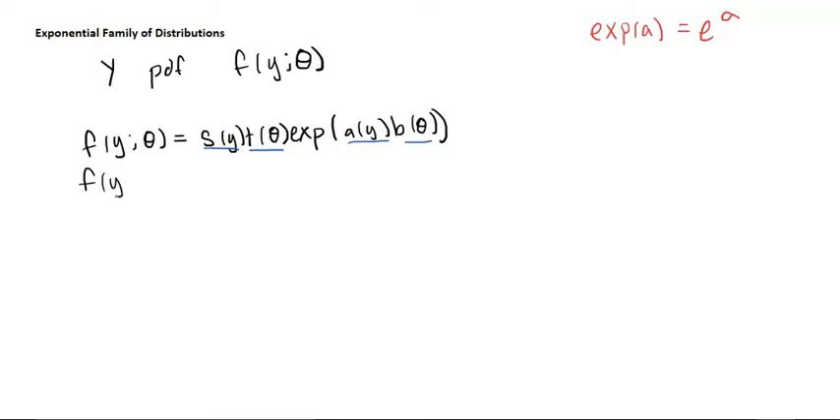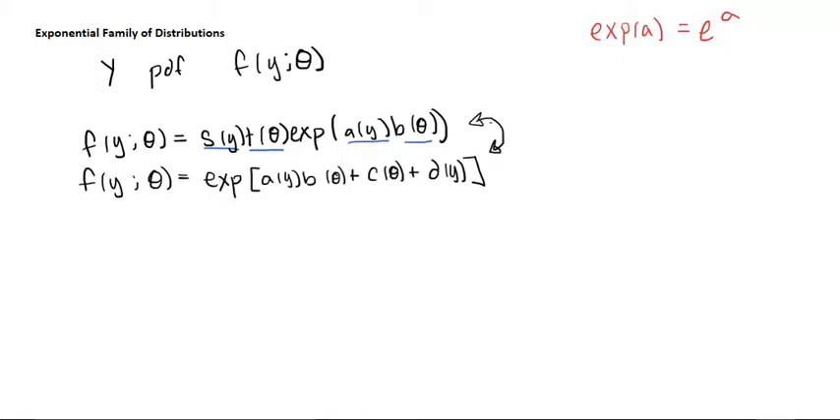An alternative form, which in my experience is more common, would be exp of a of y times b of theta, plus c of theta, plus d of y. And just so you know, these forms are related in that s of y is equal to exp of d of y, and t of theta is equal to exp of c of theta.